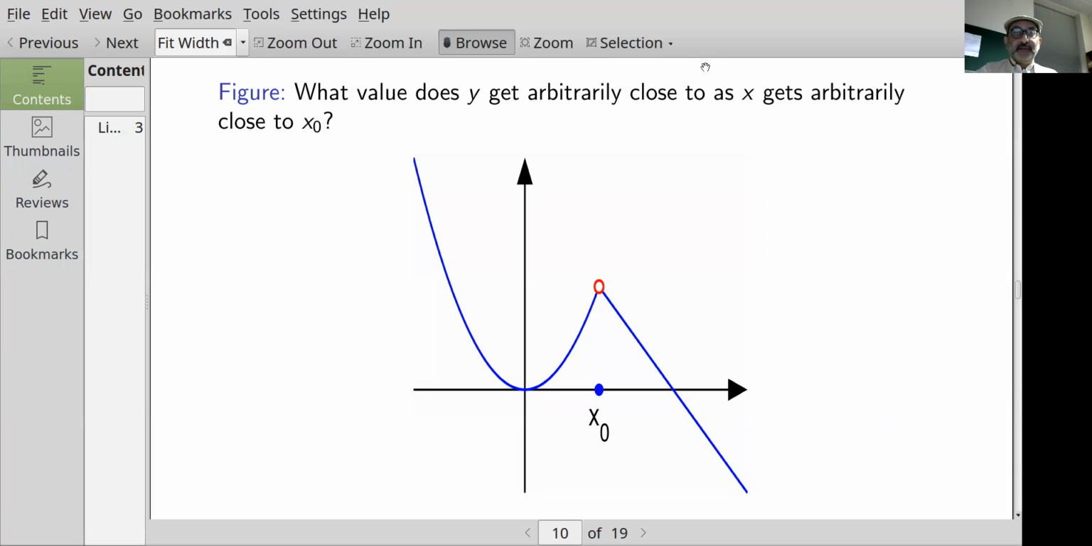right? But now let's think about it. As we take values that are really, really close to x naught, then the y values are the height of this red circle. So whatever that height is, that's the limit, right? Not the function value at x naught. So the limit value can be different than the function value.